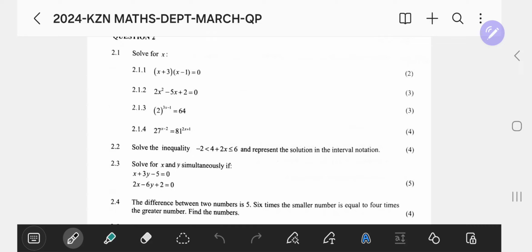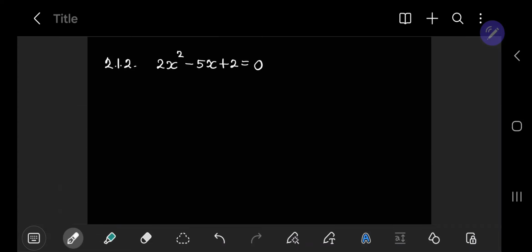Now for 2.1.2, we have 2x squared minus 5x plus 2 equals 0. We are now given a trinomial, so we need to factorize that first. To factorize this trinomial, we are going to open up two brackets. Since we have 2x squared, we're going to have 2x and x.